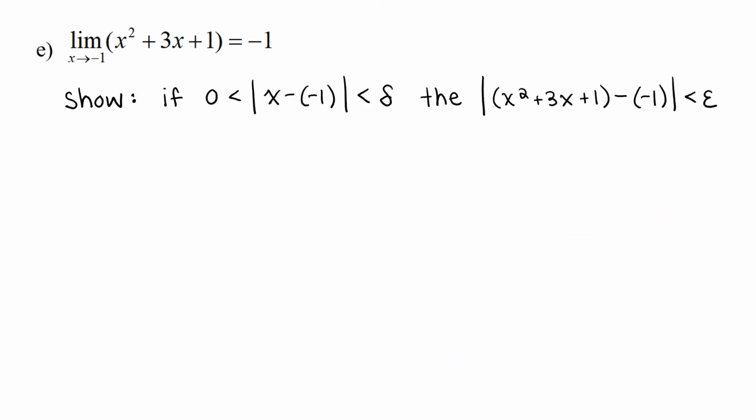So remember, we're trying to show that if 0 is less than the absolute value of x minus negative 1 is less than delta, then the absolute value of our function, x squared plus 3x plus 1, minus our limit, which is negative 1, is less than epsilon. And we've finally found some good guesses here. So we're going to guess that delta is equal to the minimum of 1 and epsilon over k, which we found was 2.